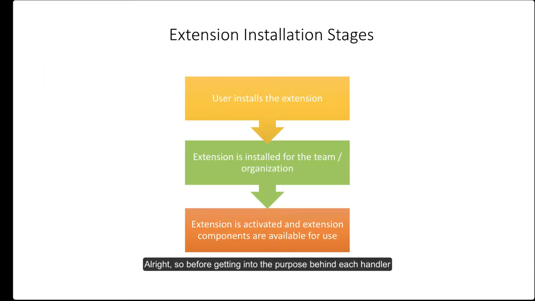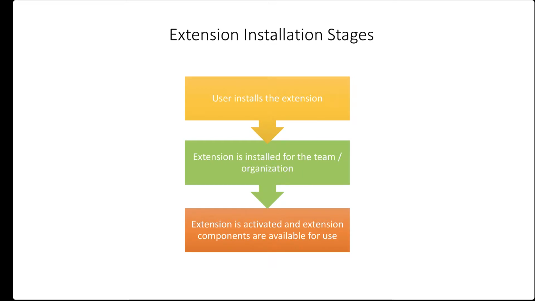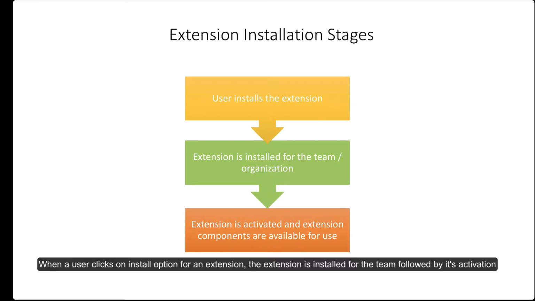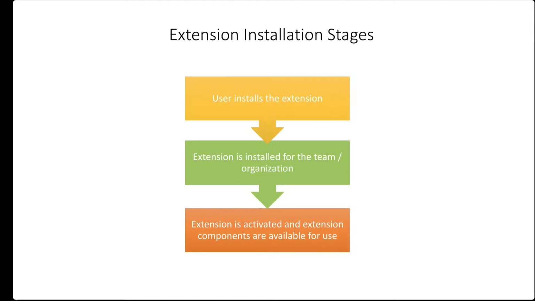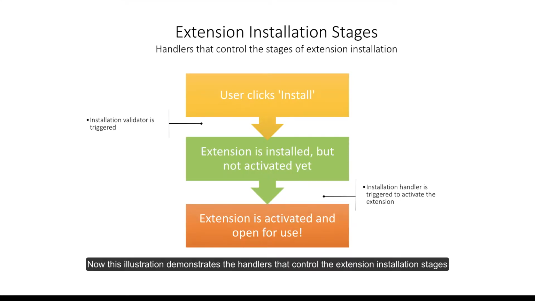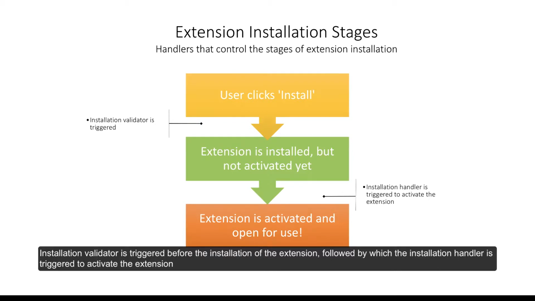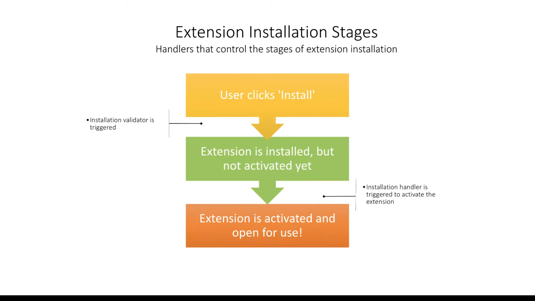Alright, so before we get into understanding the purpose behind each handler and how it works, let us take a look at the simple illustration explaining the extension installation process. First off, when a user clicks on the install option for an extension from the marketplace, the extension is installed for the particular team or organization, followed by its activation. Now this illustration demonstrates the handlers that control the extension installation stages. So the installation validator is triggered before the installation of the extension, followed by the installation handler that is triggered to activate the extension and its components.